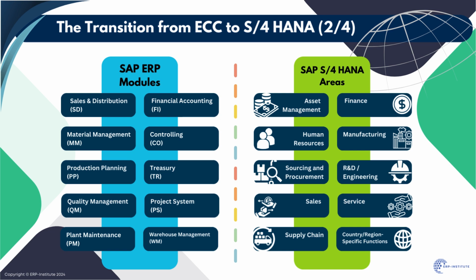For instance, SD and MM are part of the sales and sourcing and procurement areas in S/4HANA, emphasizing the interconnected nature of these functions. Similarly, FI and CO are integrated into the finance area, signifying a unified financial processing environment. The image communicates the strategic realignment towards a more cohesive and agile business process structure in S/4HANA, supporting enhanced performance, real-time analytics, and scalability benefits of the HANA in-memory database. This transition is not just a technical upgrade but a transformative step for organizations to become more efficient and future-ready.